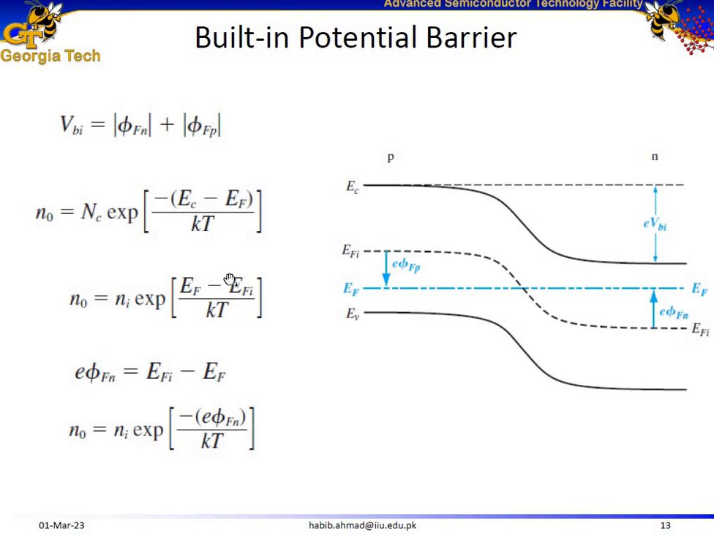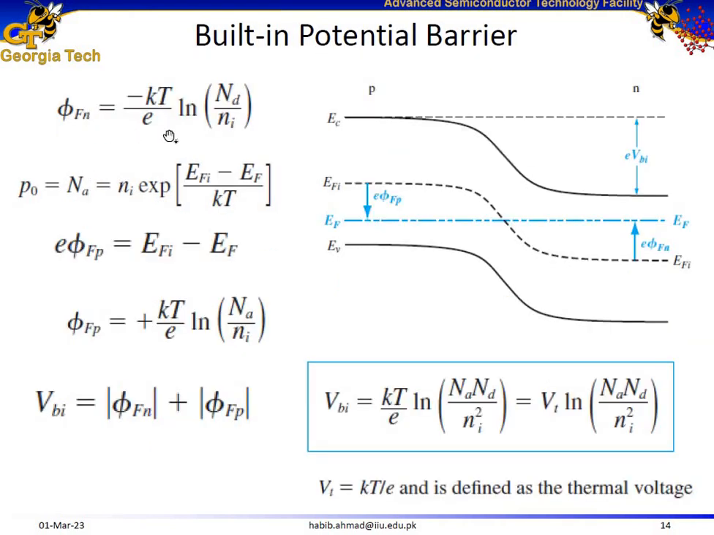So replace this value into this equation, it's going to result in this equation, and after you reorder this equation in order to determine phi Fn, in the next slide you can see phi Fn can now be represented by this equation.